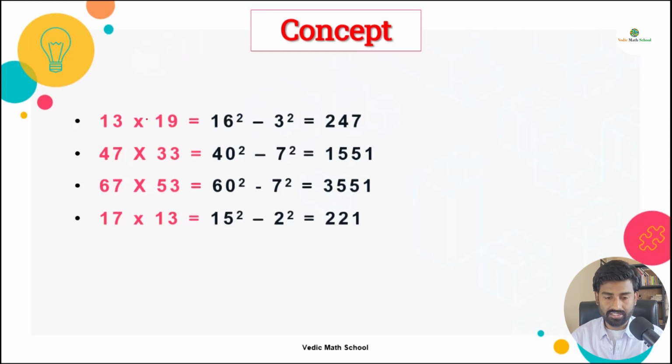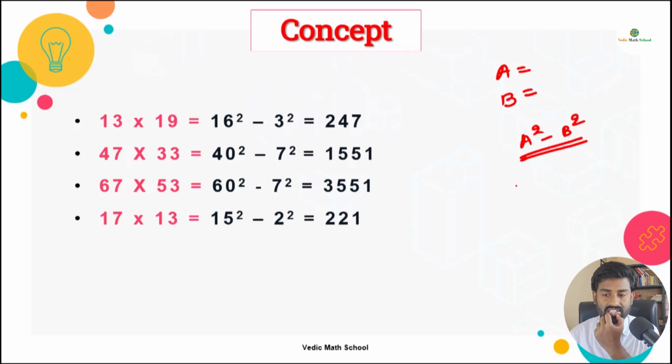13 into 19. Everything we are going to do in our mind. So 13 and 19, what is it? It is a number, and we have to find the median first. First you have to find a and you have to find b, because if you know a and you know b, then you can simply do a square minus b square, and that is the answer, right? So this is the step you have to do.